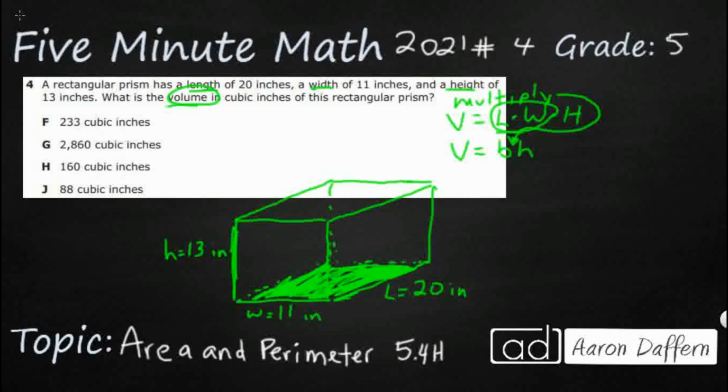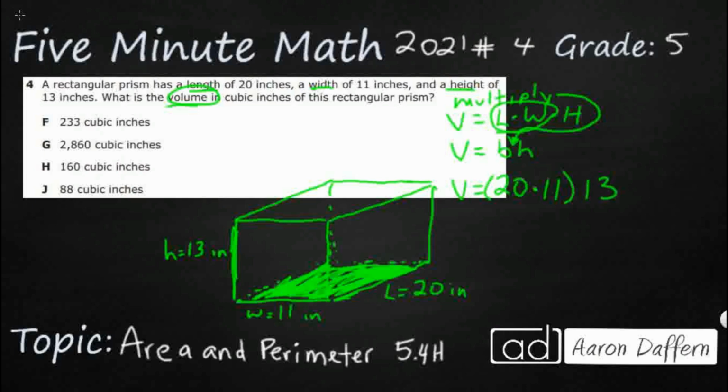So let's just see what all of our options here. So either way, we're going to multiply these three. So let's just go and find our base first. So we're going to do 20 times 11. I'm going to put that in parentheses here. And then we're going to multiply that by our height of 13.